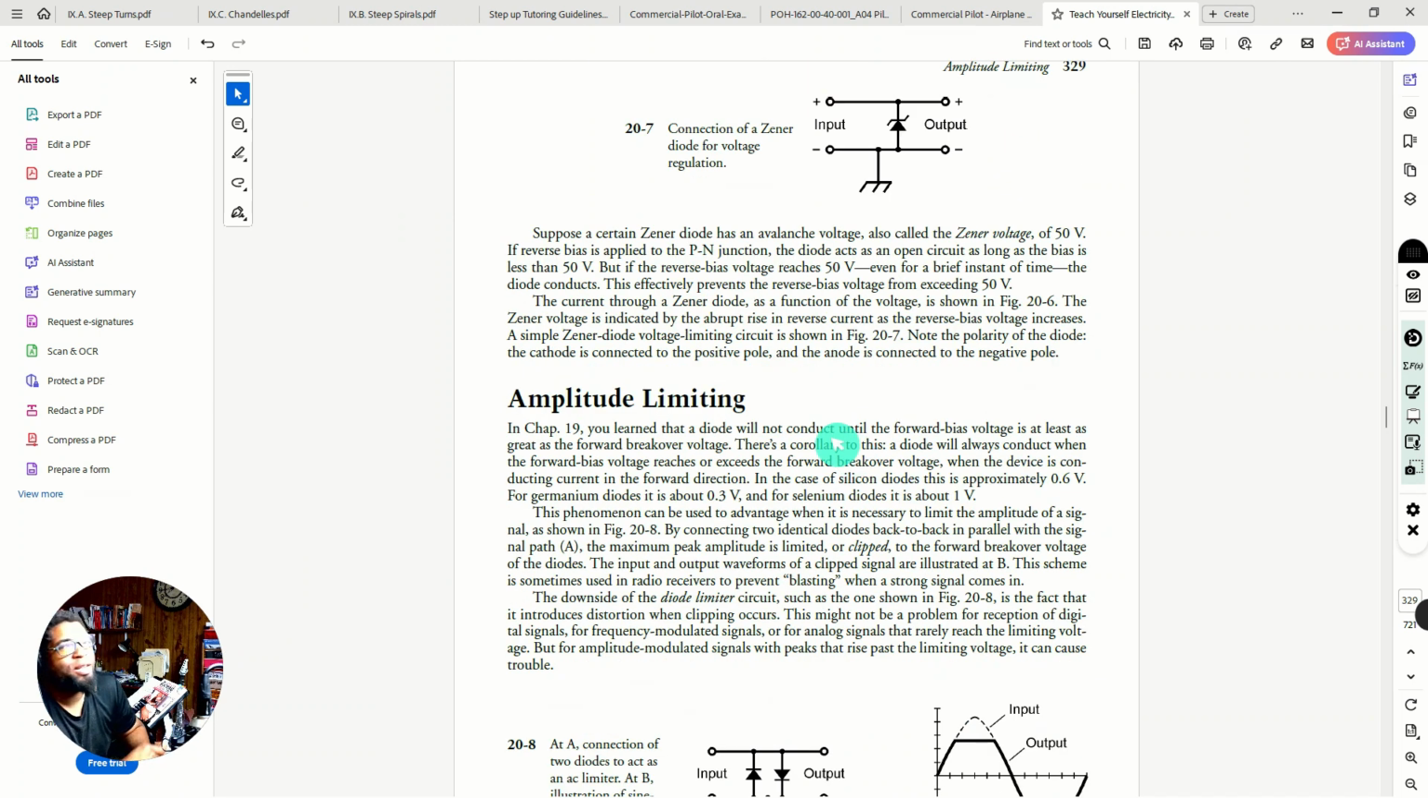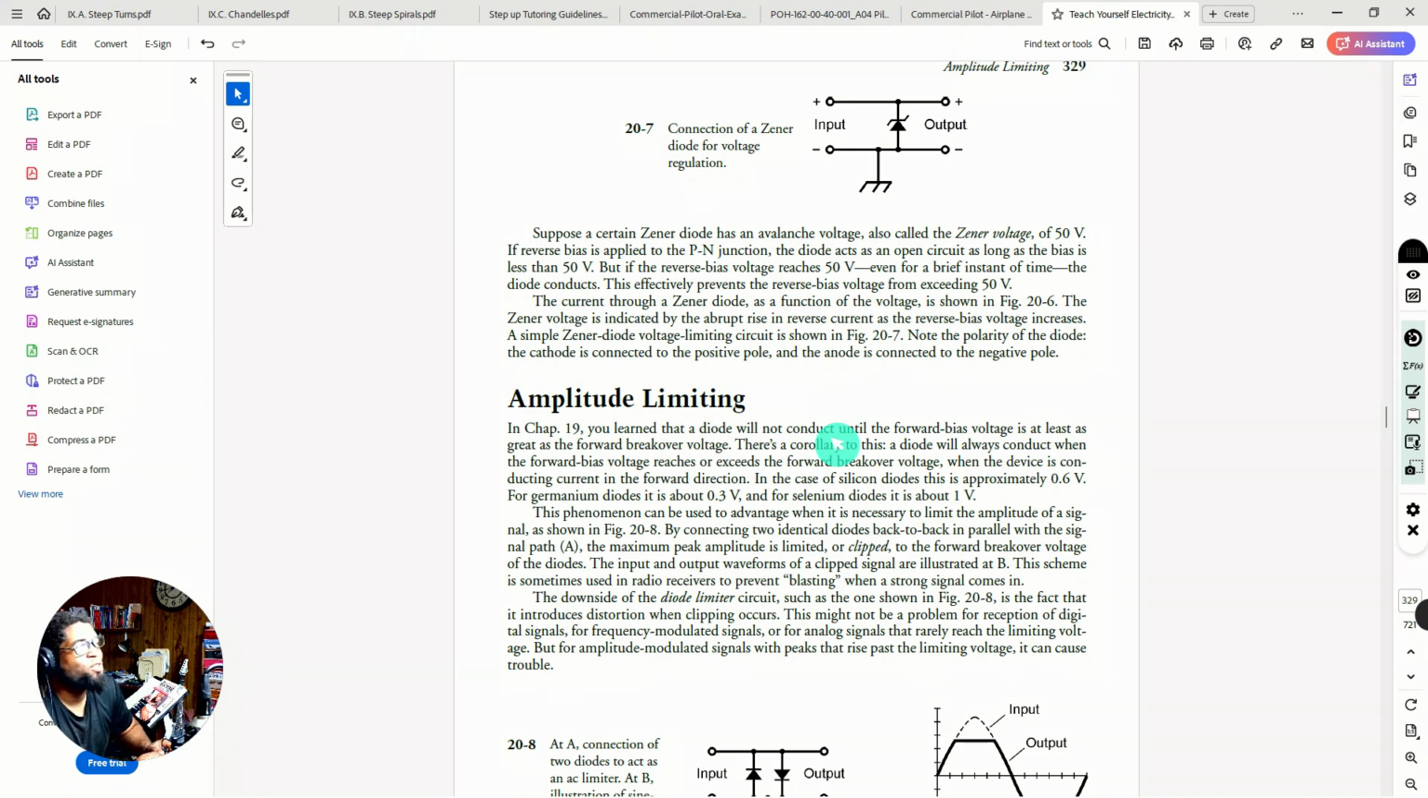So this is how a Zener diode is going to be used for regulation. Suppose a certain Zener diode has an avalanche voltage, also called the Zener voltage, of 50 volts. If the reverse bias is applied to the PN junction, the diode acts as an open circuit as long as the bias is less than 50 volts. Open circuit basically means it's not conducting. As long as the voltage is less than 50, it's not conducting.